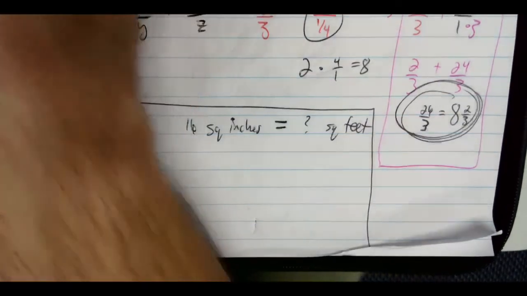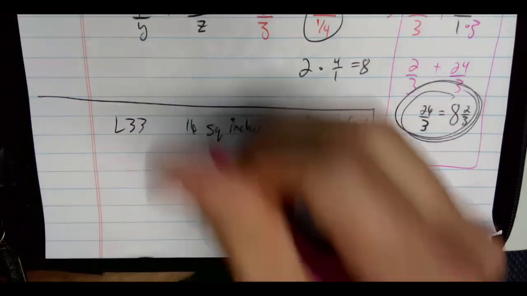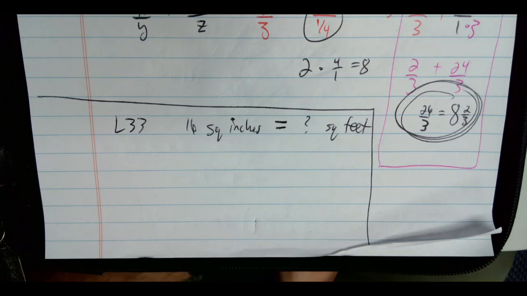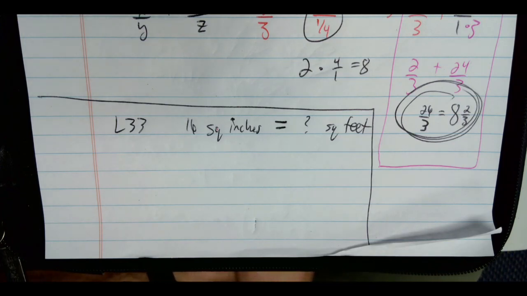What we have to do here. 16 square inches equals how many square feet? You got to think, how did I get the 16? How do you get squared inches? You do inches times inches, right? Inches times inches equals inches squared.